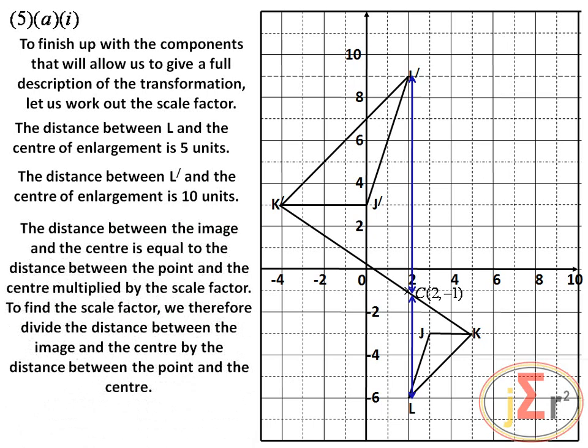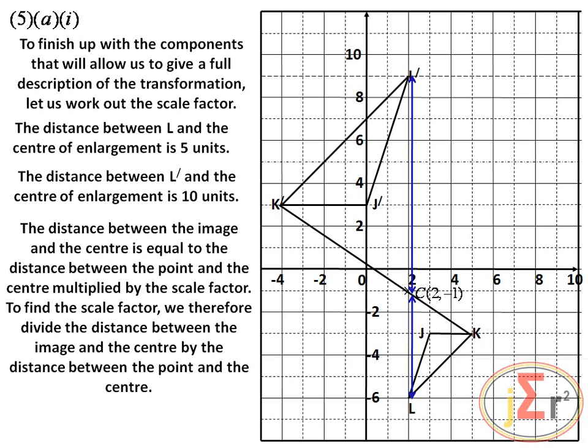What is the significance of taking note of those distances? The distance between the image and the center is equal to the distance between the point and the center multiplied by the scale factor. To find the scale factor, we therefore divide the distance between the image and the center by the distance between the point and the center.